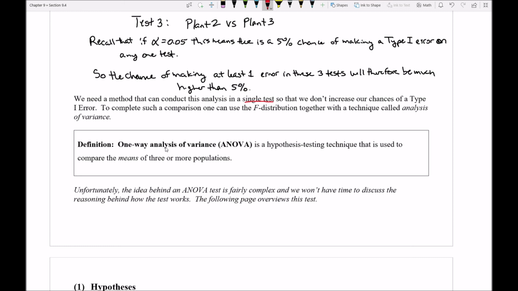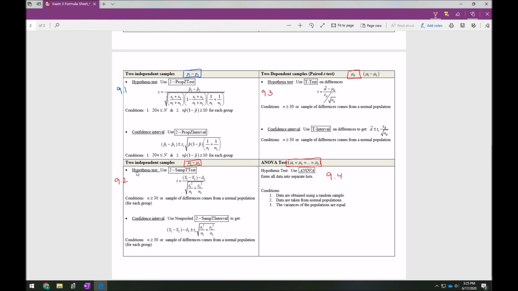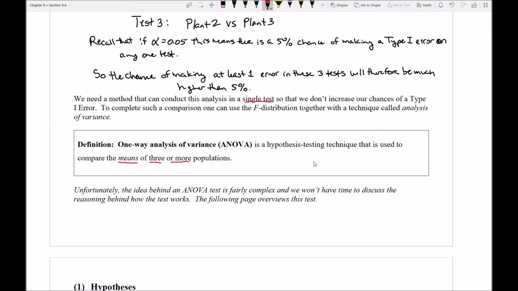It's our one-way analysis of variance, ANOVA, and it's a hypothesis testing technique that is used specifically to compare the means of 3 or more populations, much like what we can see when we go to the formula sheet. Again, in 9.2, we were looking at 2 averages, and in 9.4, we're looking at comparing any number of averages, typically above 2. Now, in the next video, we'll take a look at how this ANOVA test actually works and take a look at an overview of our test before getting into some examples.